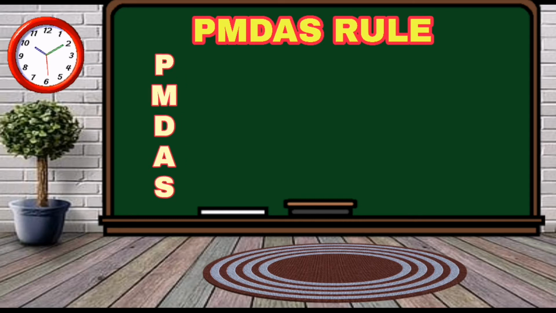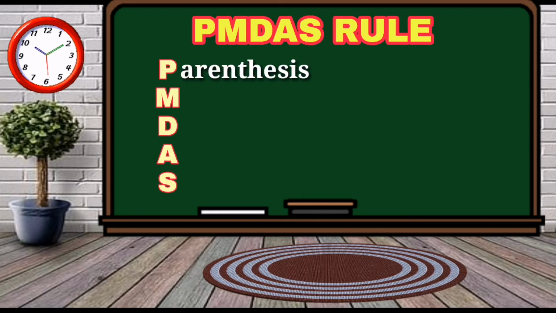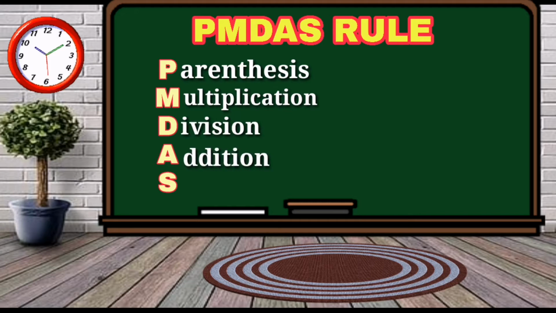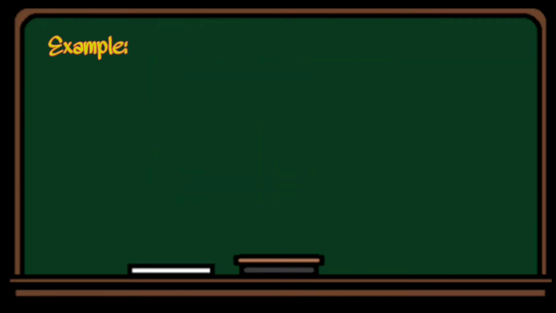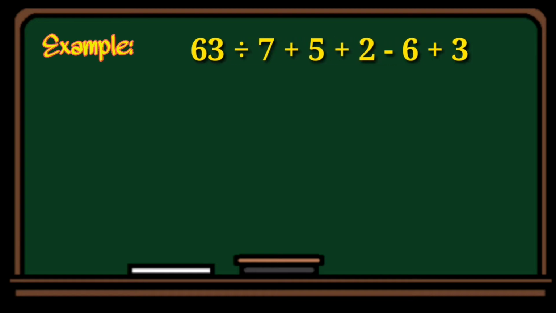PEMDAS stands for parentheses, multiplication, division, addition, and subtraction. Let's try this example. Evaluate 63 divided by 7 plus 5 plus 2 minus 6 plus 3. In evaluating this example, we will use the PEMDAS rule. Okay, so the first rule is do the operation inside the parentheses.